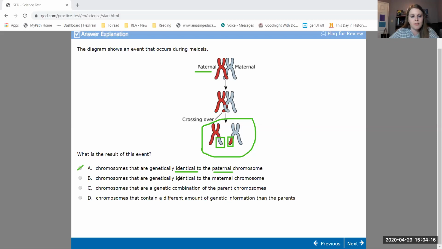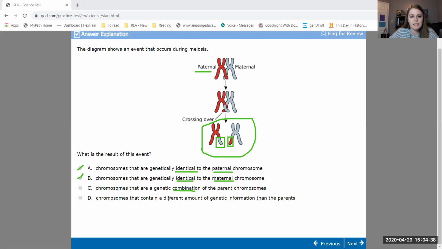Letter B, chromosomes that are genetically identical to the maternal one. Well, same problem. Maternal is blue, but this one has a little red. They're not identical. Letter C, chromosomes that are a genetic combination of the parent chromosomes. Well, combination, little red, little blue. That looks pretty good. But let's look at D just in case.